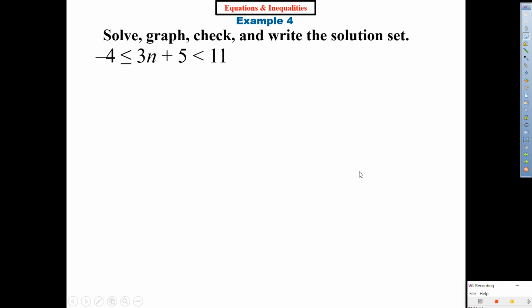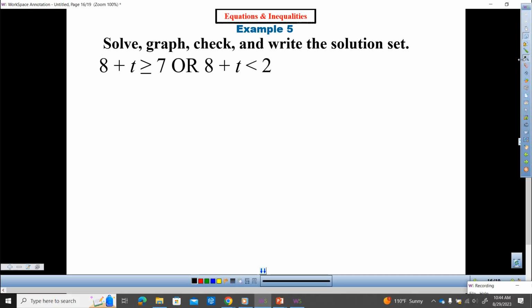Copy this one. Example 5 reads 8 plus t greater than or equal to 7, or 8 plus t less than 2. You're like, that's weird, Mr. Q. I know. But it's done very similar. So let's start first on the left side of the or. I'm going to use red to start. Line down the inequality symbol.